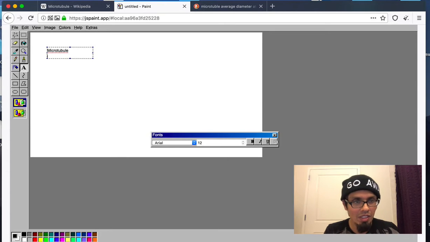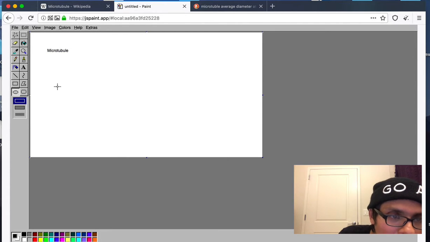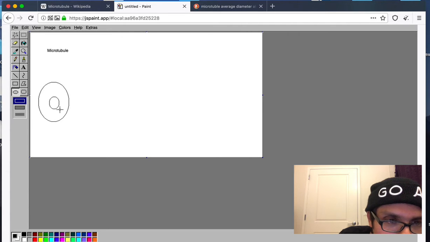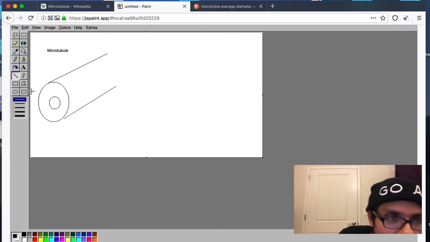Microtubule. I'm getting my tube-like thing ready here. All right, and that looks like this. And we have our inner diameter here, again, not to scale.